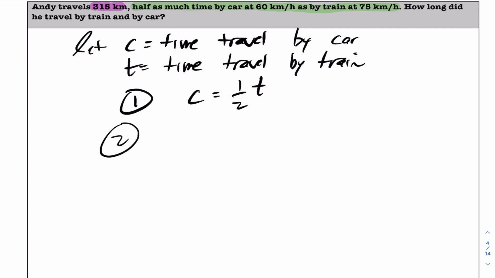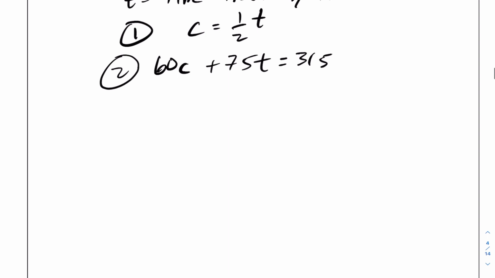Now, how do I relate this to a second equation? So I know if I take 60C, that's going to represent the distance I've traveled by car. And if I add that to 75T, that's going to represent the distance I've traveled by train. In total, that has to come up to 315 kilometers. So now that we have our two equations, I'm set up nicely for substitution here. I have C equals 1/2 T, so I'm going to sub that into equation 2.